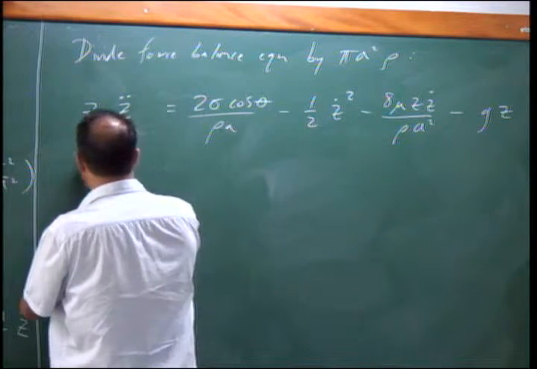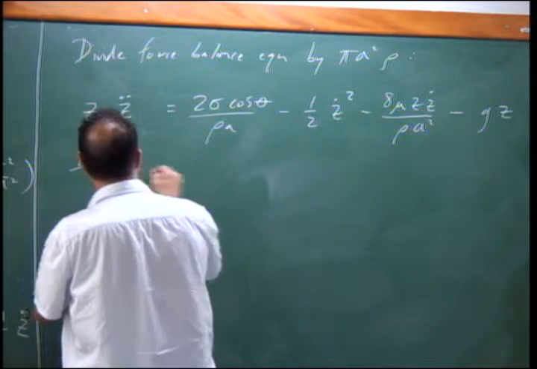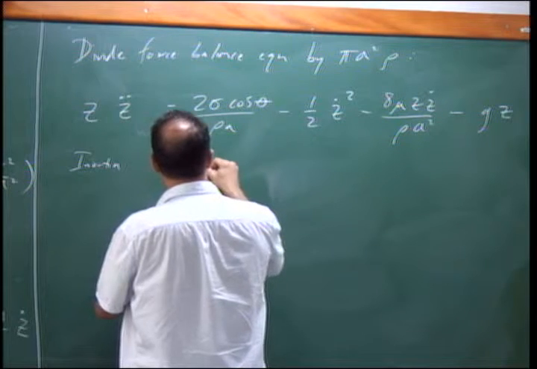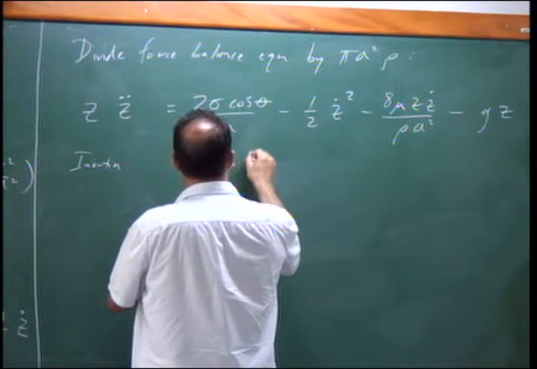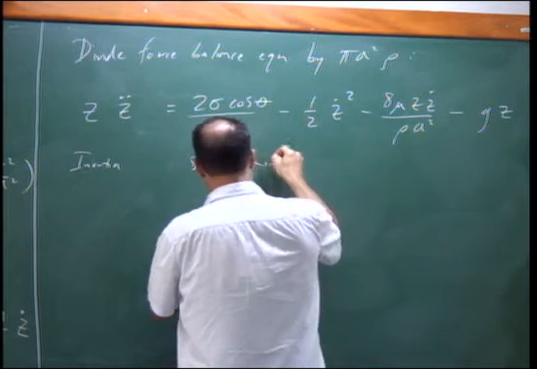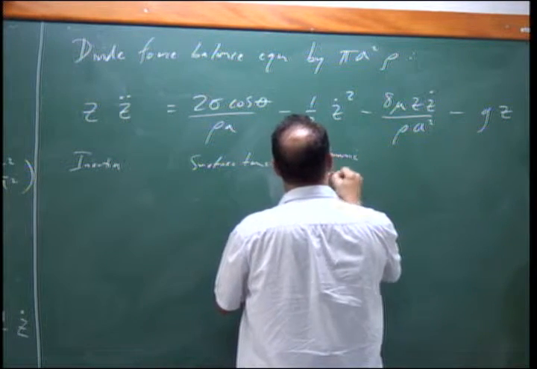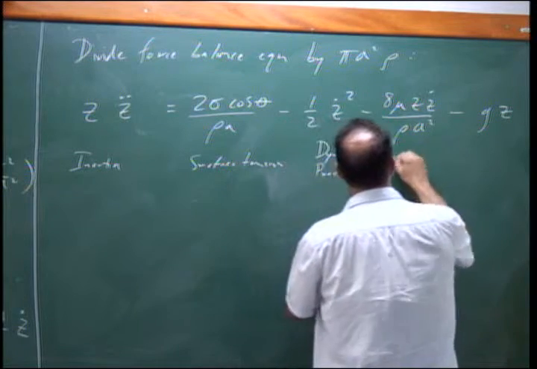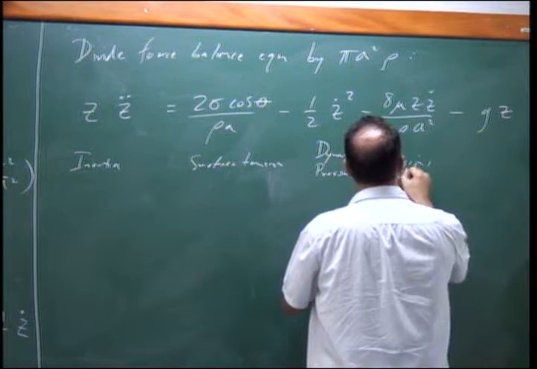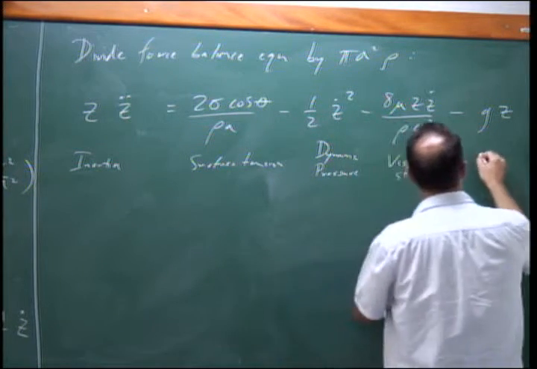So this is basically the inertia of the column, surface tension, dynamic pressure, viscous stress, and gravity.